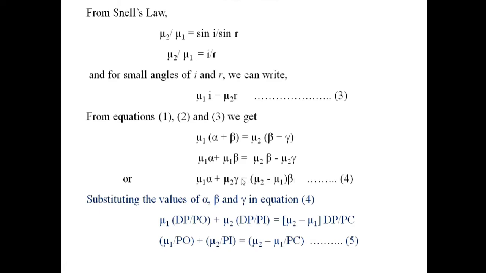Now, substituting the values of alpha, gamma and beta in this equation, instead of alpha we can write dP upon PO, instead of gamma we can write dP upon PI, and instead of beta we can write dP upon PC. So, dP is common in all the terms, so it will get cancelled, and we can write mu1 upon PO plus mu2 upon PI is equal to mu2 minus mu1 upon PC.